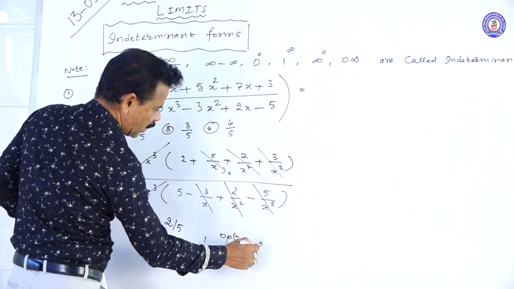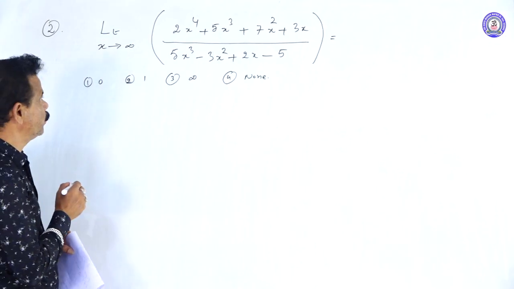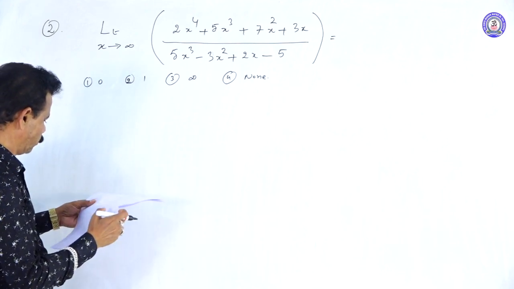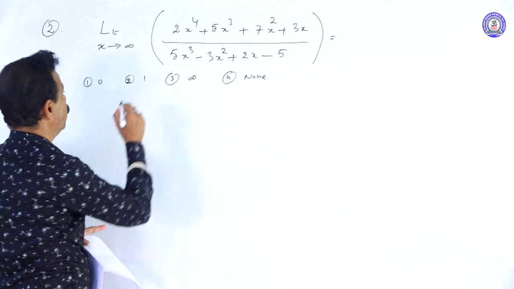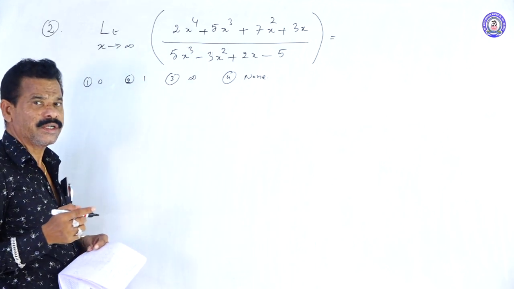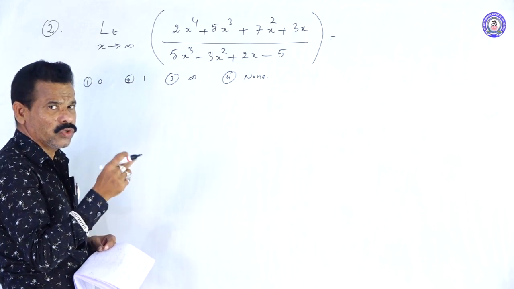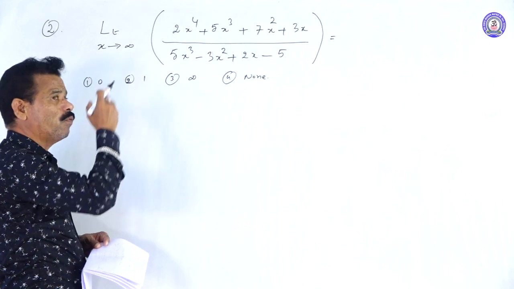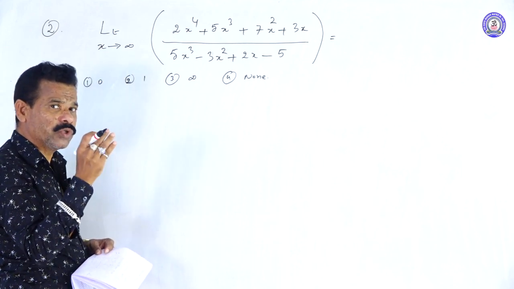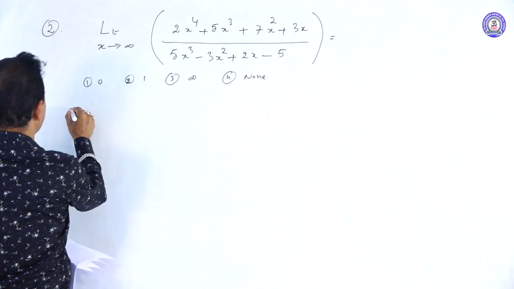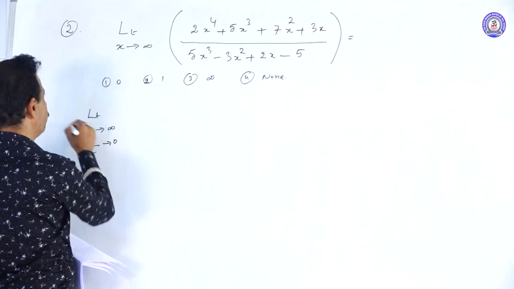Whereas in this case, the degree is changed. In the numerator, the highest power is 4. In the denominator, the power is 3. So in the numerator, x power of 4 is taken outside, and in the denominator, x cube is taken outside. So the limit x tends to infinity, here also 1 by x tends to 0.